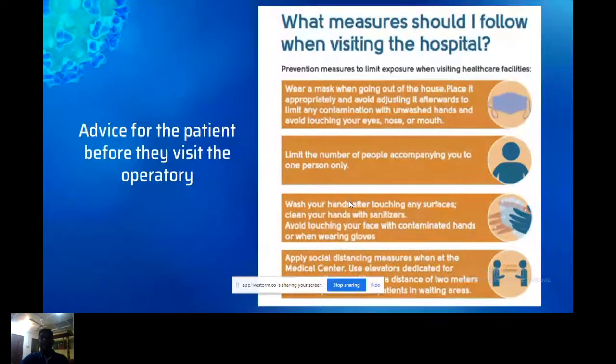Limit the number of people accompanying the patient. Only one person can accompany children or the elderly. Otherwise, ask them to come alone. Wash the hands before the patient comes to the dental operatory. Give them sanitizers. We are going to talk about this, and use social distancing media.